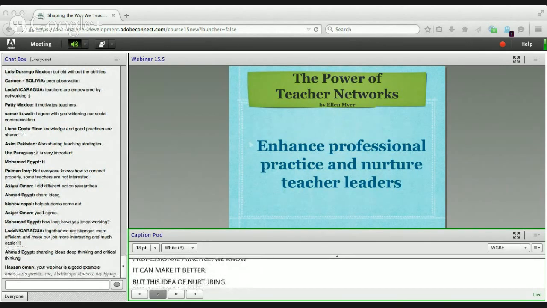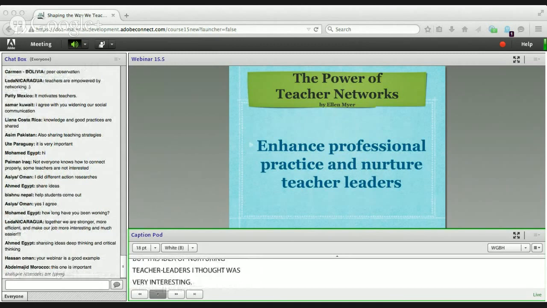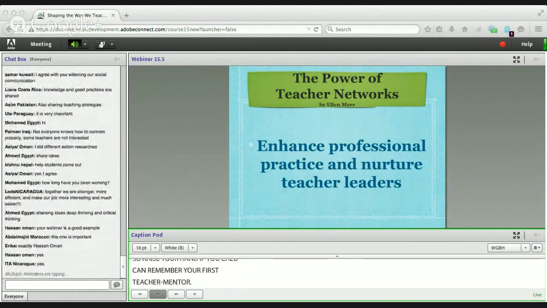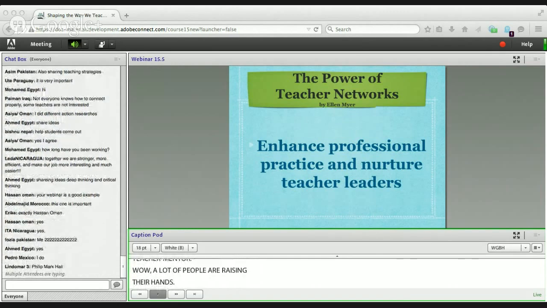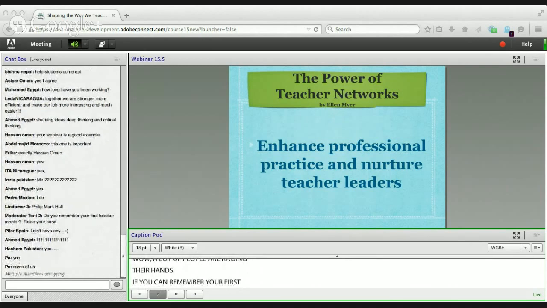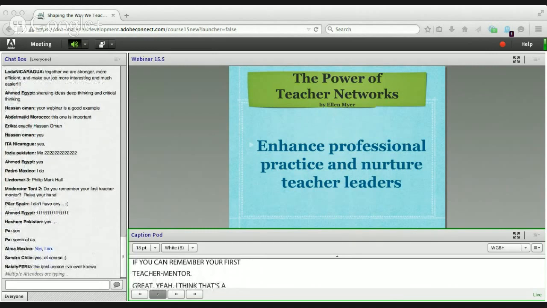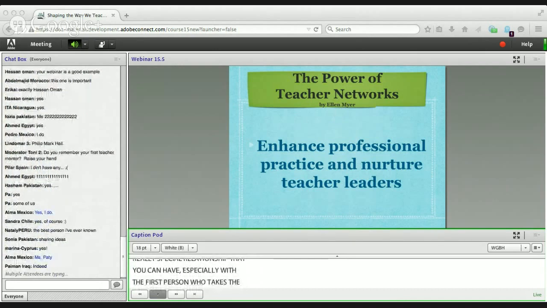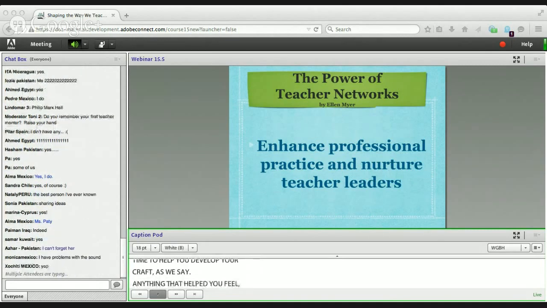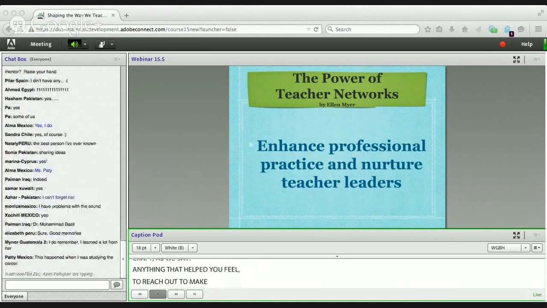So raise your hand if you can remember your first teacher mentor in your career. Wow, okay, a lot of people are raising their hands. Great. Yeah, I think that that's a really special relationship that you can have, especially with the first person who takes the time to help you develop your craft, as we say. So, think about how it made you feel to have someone reach out and make constructive suggestions and offer to help you be better. I'm sure it made you feel excited. I know it did for me.